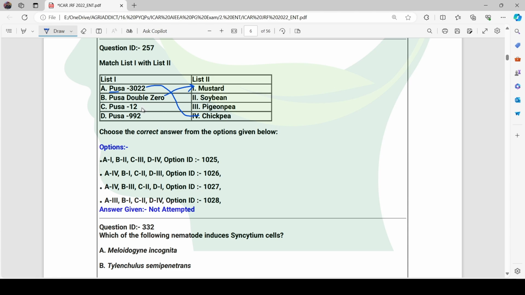Then Pusa 12, it is a variety of pigeon pea. And actually, it's a variety of soybean. And finally, Pusa 992, it is the variety of pigeon pea. Pusa 12 is the variety of soybean, but Pusa 992 is the variety of pigeon pea. So option 2, that is A4, B1, C2 and D3 is the correct answer.